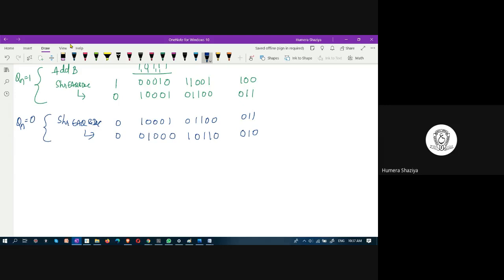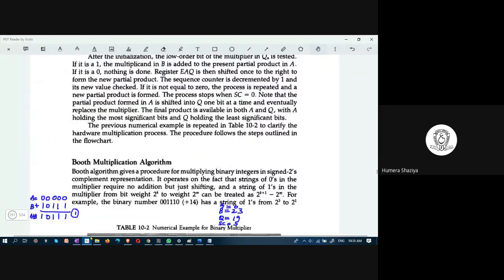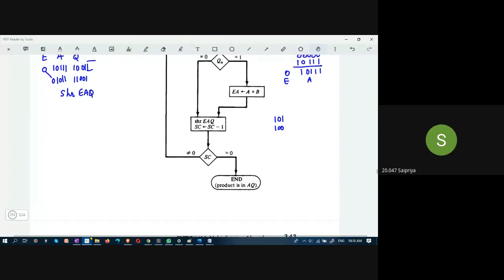Up to how many times do you have to do this? When do we stop this process? When the sequence counter is equal to 0. Until that time, this process is continued and repeated.